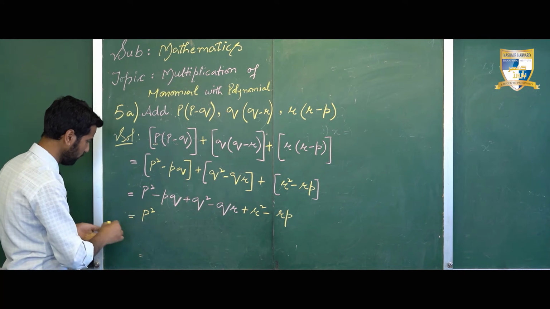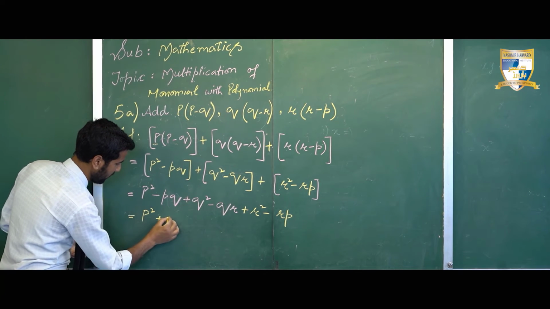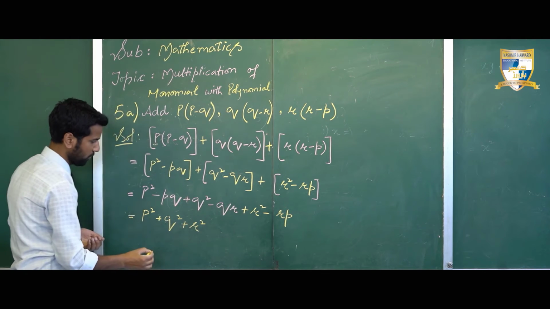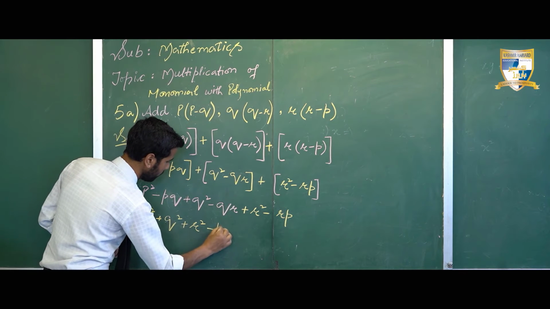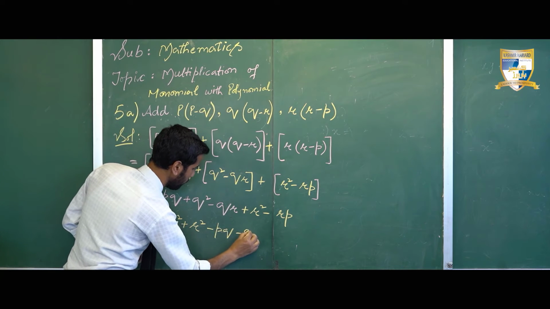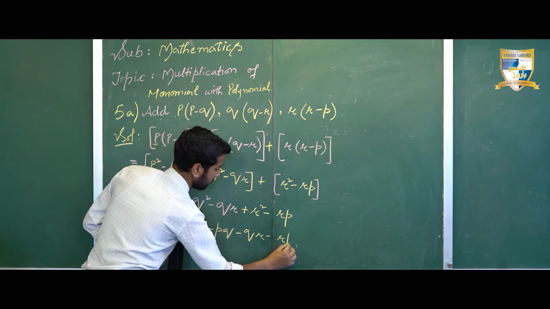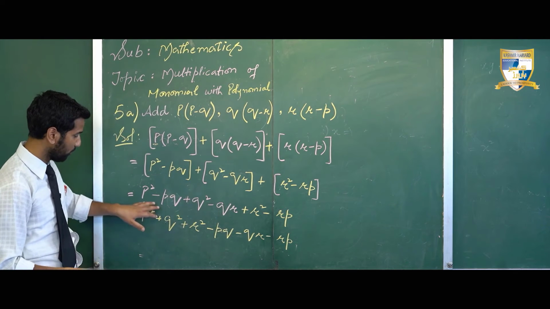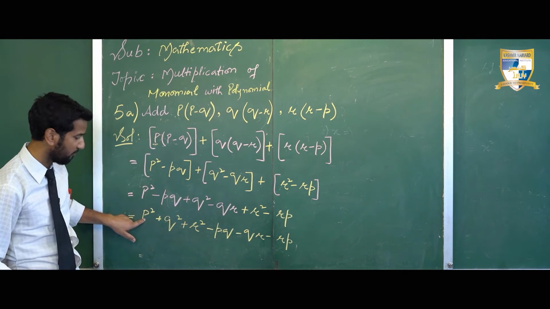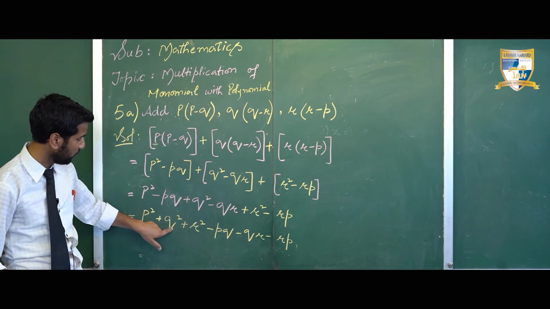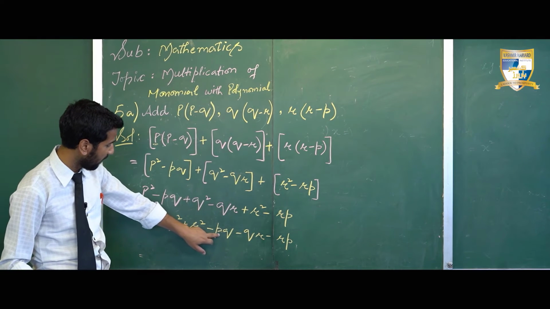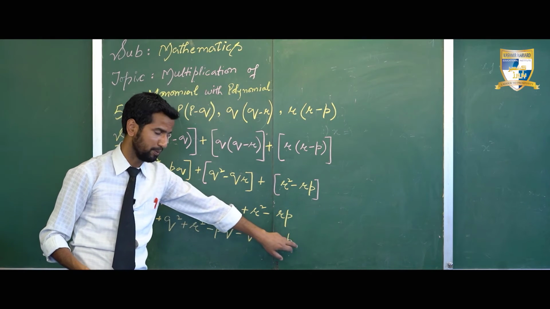So now what we are going to do: P square, Q square, R square, then we have minus PQ, minus QR, and minus RP. What I am doing here is putting these terms in alphabetical order. The letter P comes first, so let's write it first, then Q, then R, and because their powers are 2, 2, 2, then we have here PQ, QR, RP.